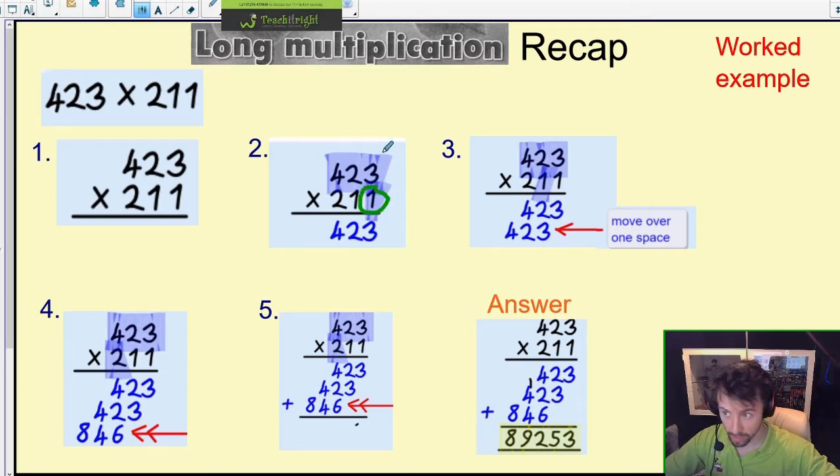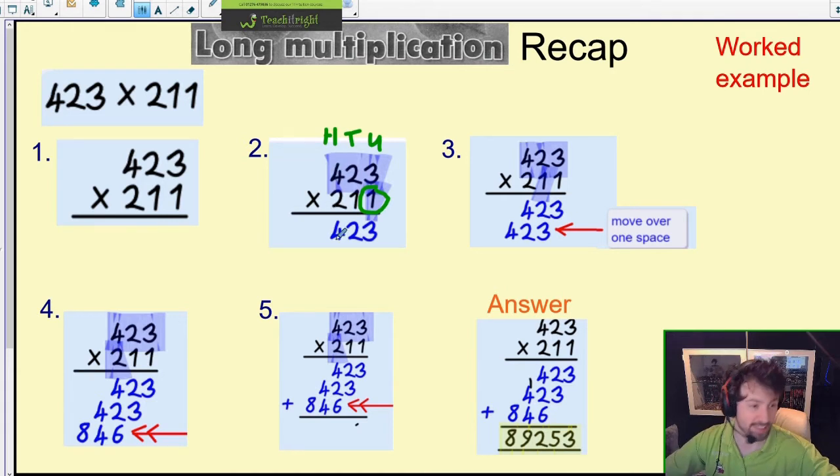So we do 1 times 3, which is 3, 1 times 20, which is 20, and 1 times 400, which is 400. Now notice, I didn't say 1 times 3, 1 times 2, 1 times 4. I said 1 times 3, 1 times 20, 1 times 400. And that makes sense because, of course, 1 times 20 is 20, which is why I put that 2 in the tens column, because it's really important to always be thinking about this. We've got here the hundreds column, the tens column, and the units column. So when I did 1 times 400, I wrote 4 in the hundreds column.